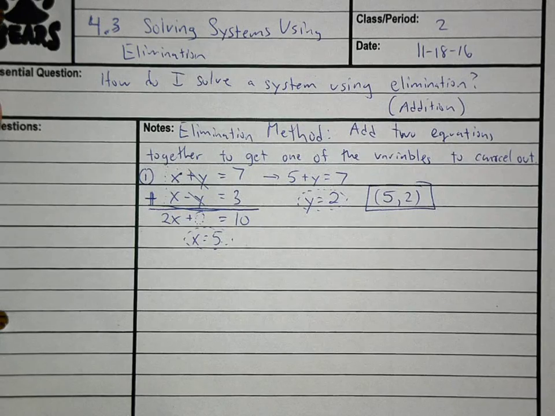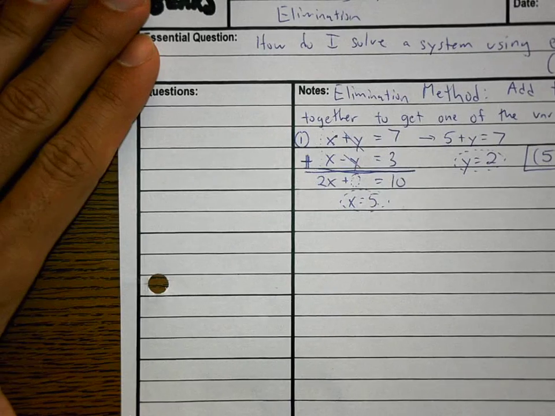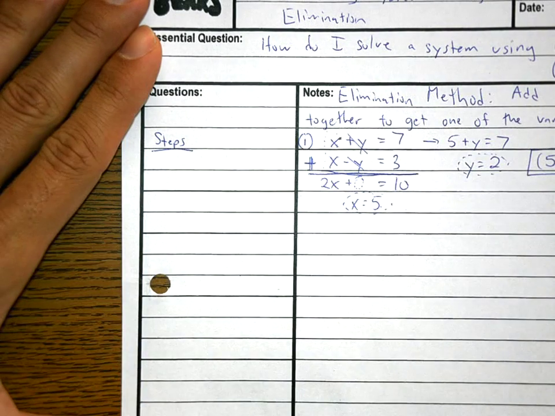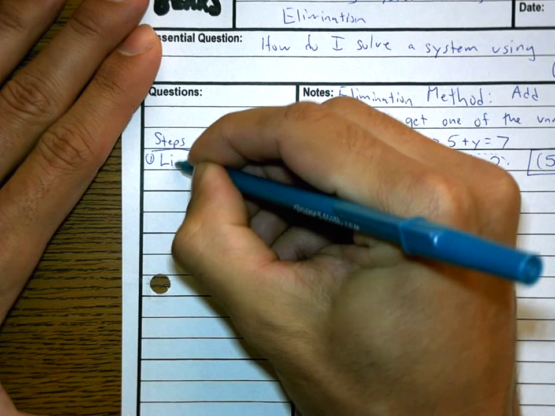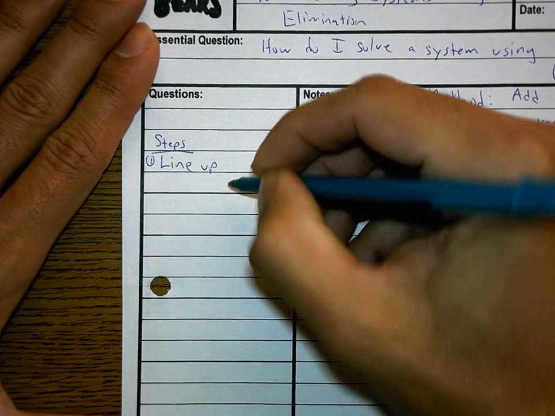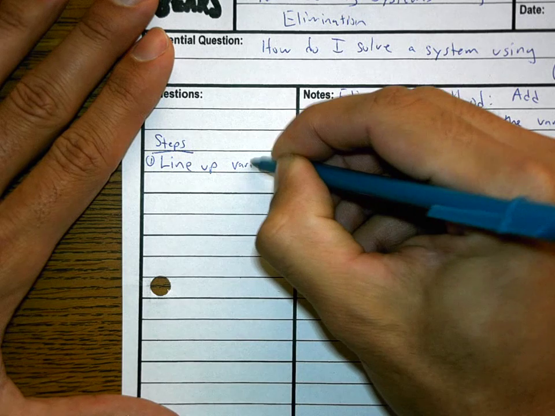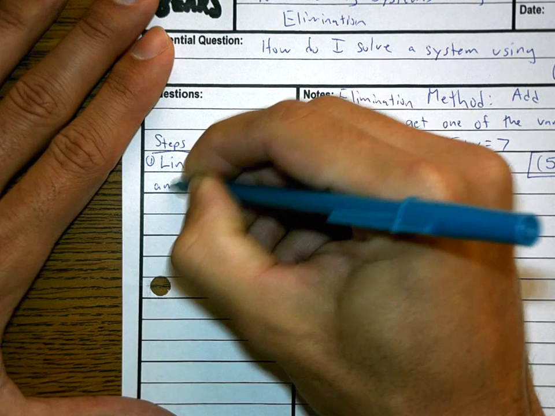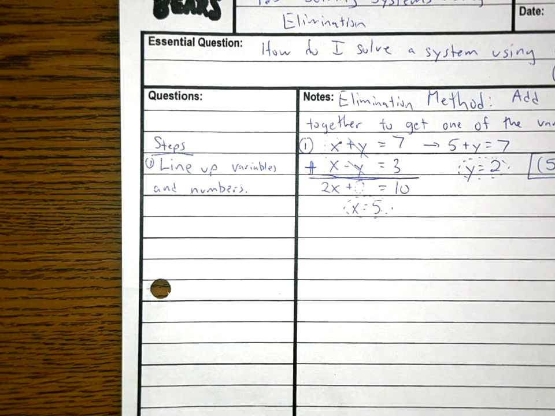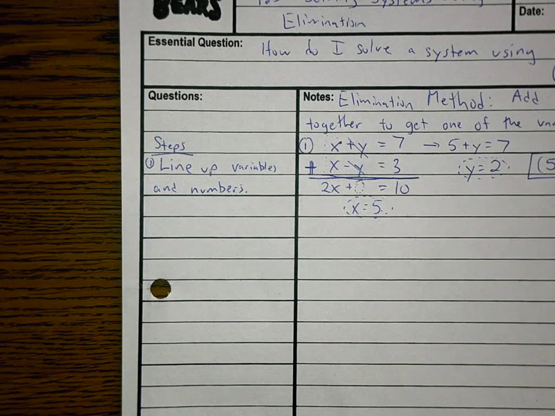So I want to write down some steps because some of these are going to be more complicated. I'm going to put the steps over here, off to the side. Number 1, the first thing that we always are going to try to do is to line up your variables and numbers. Here's what that means.